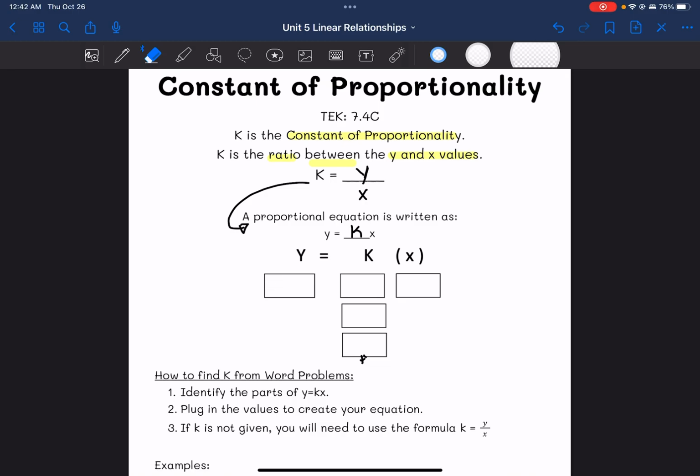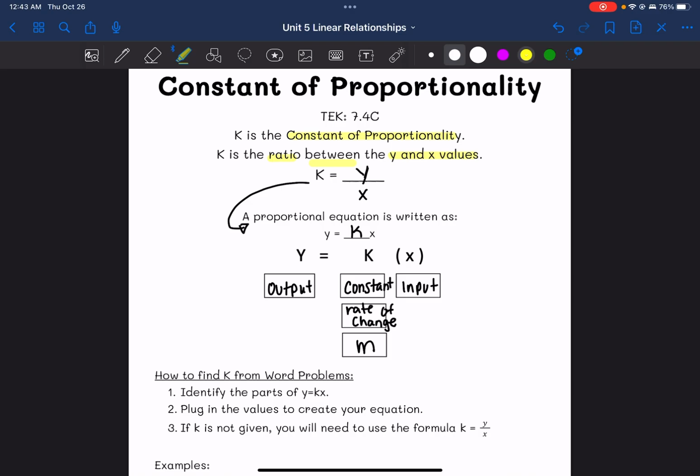Y is going to be the output, and then x is going to be the input. In the middle, we have k, that is the constant, okay? It is also called the rate of change, and it is also labeled as the M, okay?